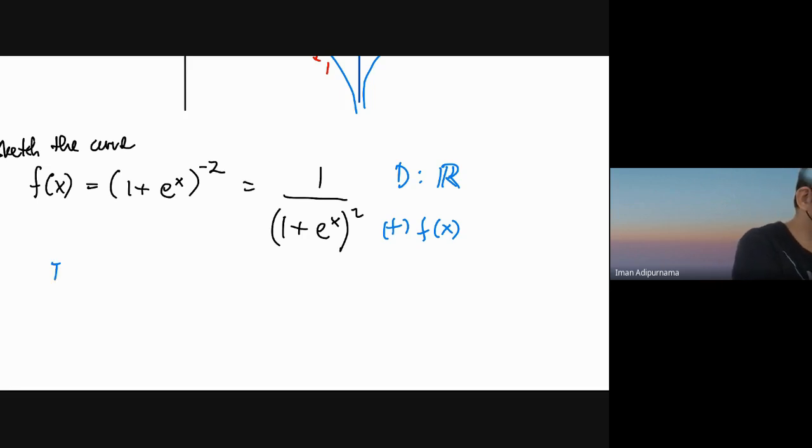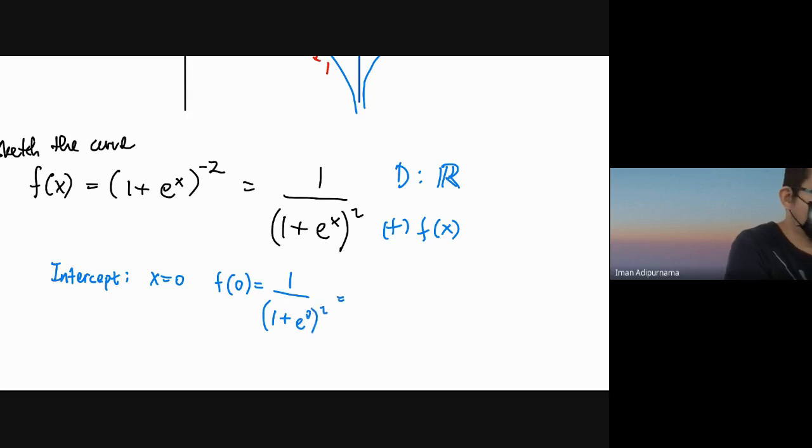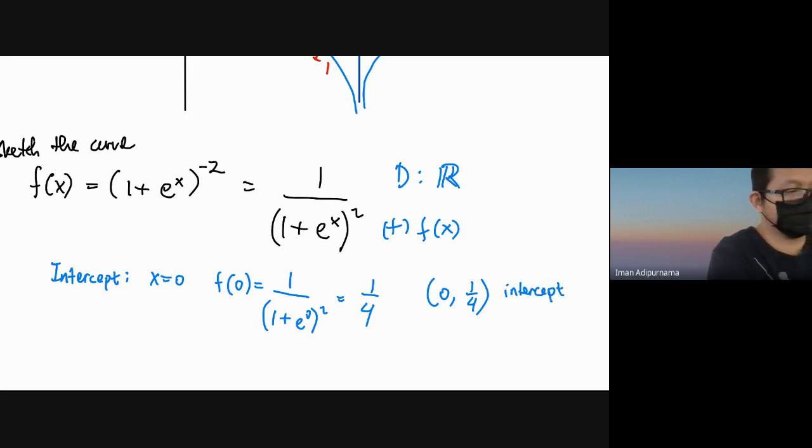If you check the intercept, this function cannot be zero, right? So we can only have it when x equals 0, the function will result in, this is half, so it should be 1/4. So at 0, 1/4, this will be the intercept. So the curve will cross this point. Okay.